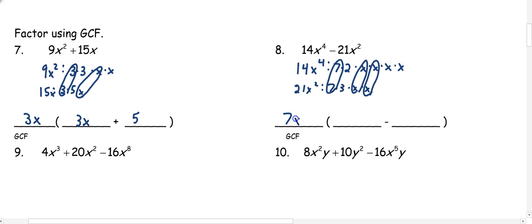So here for our GCF, we would get 7x squared, which makes sense because both numbers are divisible by 7, and our lowest exponent is x squared. So from the first term then, we have a 2, an x, and an x left over, which would be 2x squared. And from 21, we only have a 3 left over.